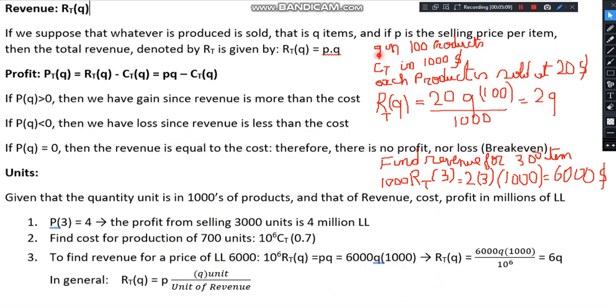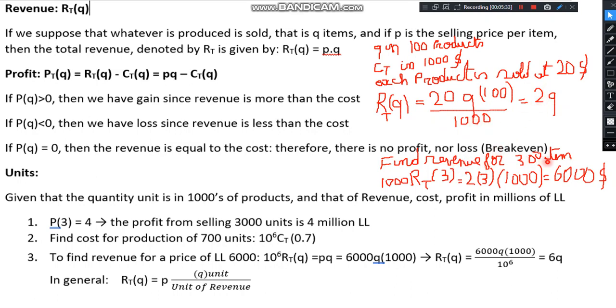As another example, suppose the quantity Q is in hundreds of units, and the total cost is in thousands. Each product is sold at $20. Find the total revenue. Total revenue, as we said, is the price times the quantity Q. Q is in hundreds, as we said, so we divide the revenue by 1,000, which is equal to Q.